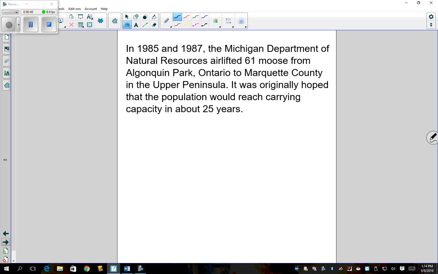And so here we are dealing with moose first off, and we're dealing with a moose population. Obviously it wasn't doing too well, and now they're trying to re-stimulate that population. And it tells us it wants it to reach a carrying capacity in about 25 years. So these are the key things that stand out to me when we're dealing with a logistic growth problem.